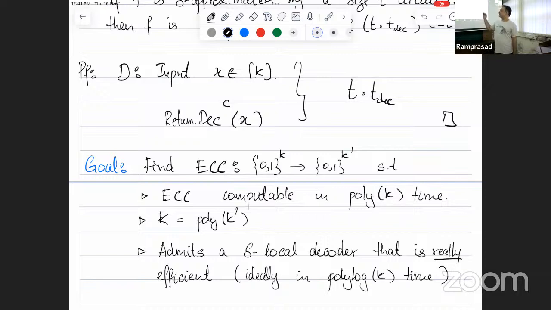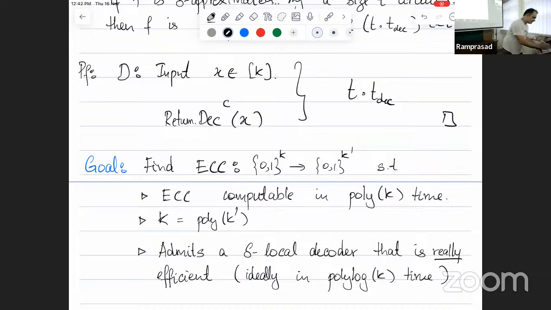The first thing is I want the local decoder to be computed in poly k time. The reason is that I'm going to start off with one function and come up with a different function, and I obviously want this procedure to be efficient, because the final generator is going to depend on this. I don't want this transformation overhead itself to be massive. The first thing also implies that the second thing should happen, because if the encoding procedure only takes poly time, then of course the length can only increase polynomially.